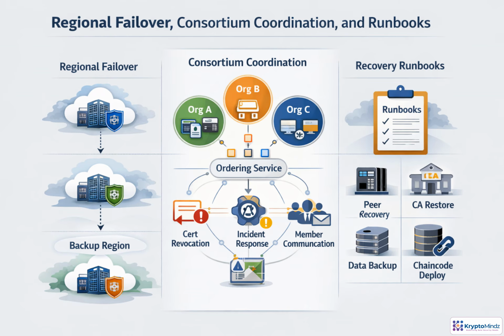In Fabric, disaster recovery has two layers: regional resilience and consortium coordination. Each organization needs its own plan for peers, CAs, MSP material, databases, backups, and application endpoints. Shared actions, such as restoring ordering services, updating channel configuration, revoking certificates, and notifying members, require agreed governance. That is why runbooks matter. They turn a stressful outage into a rehearsed sequence for failover, failback, data restore, chaincode redeployment, and post-incident review.